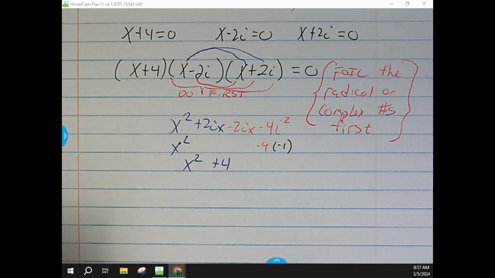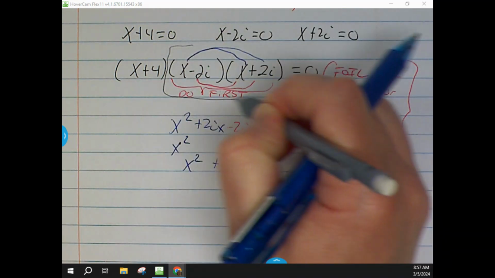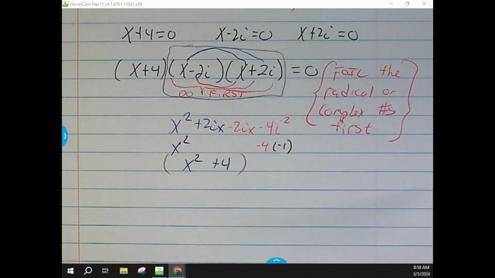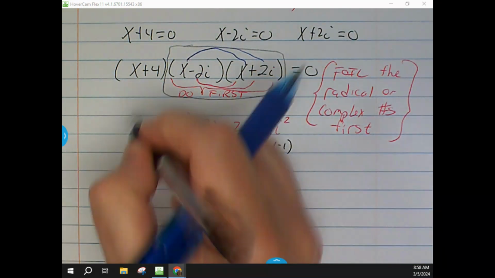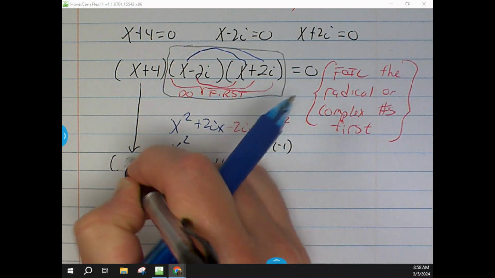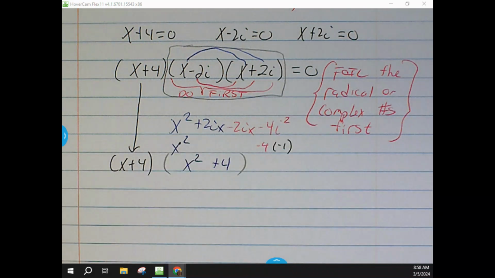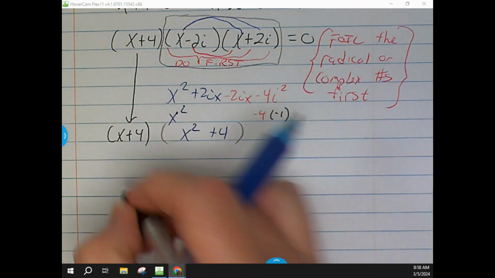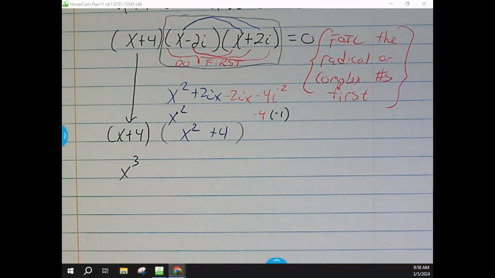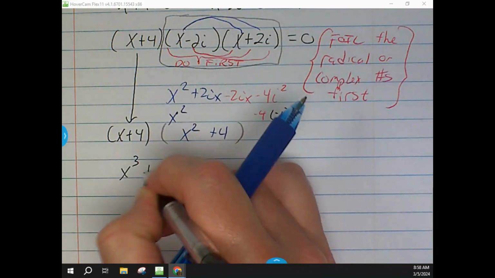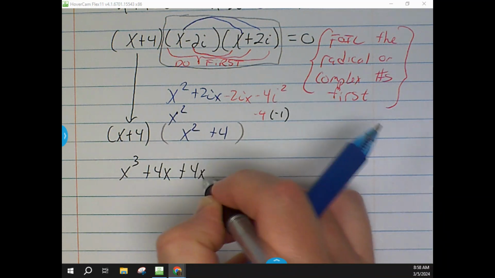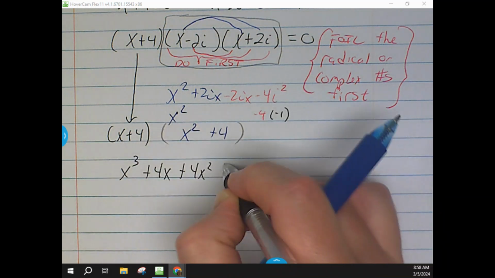Okay, so if we take everything that's here with the imaginary numbers and do that part of it first, we're left with this. And now we can just bring down this x plus 4 that was in the beginning, and we'll get to do the full method one more time. So we've got x times x squared for x to the third. We've got x times 4 for 4x. We've got 4 times x squared for 4x squared. And we've got 4 times 4 for 16.